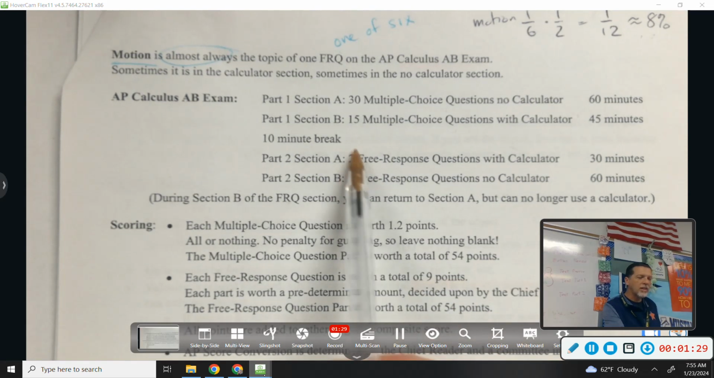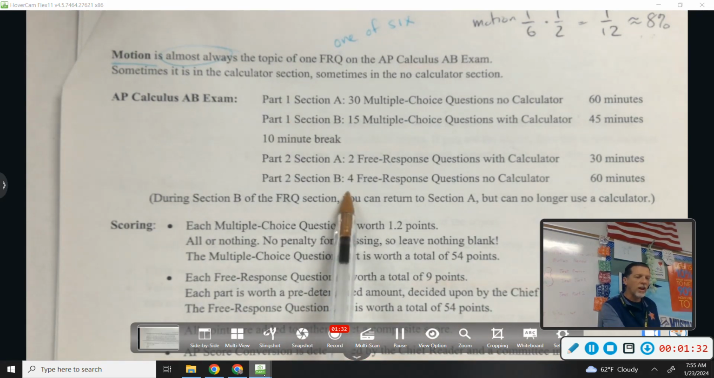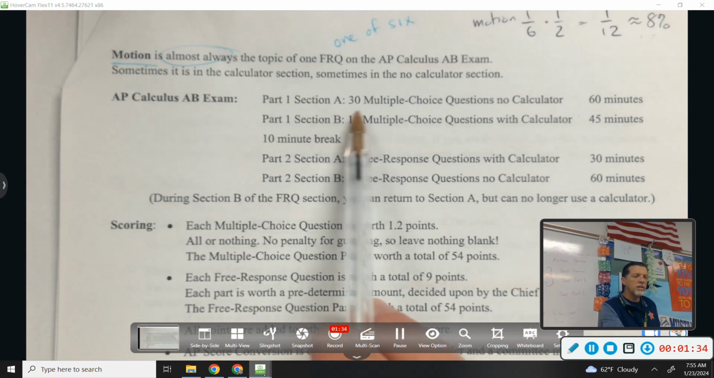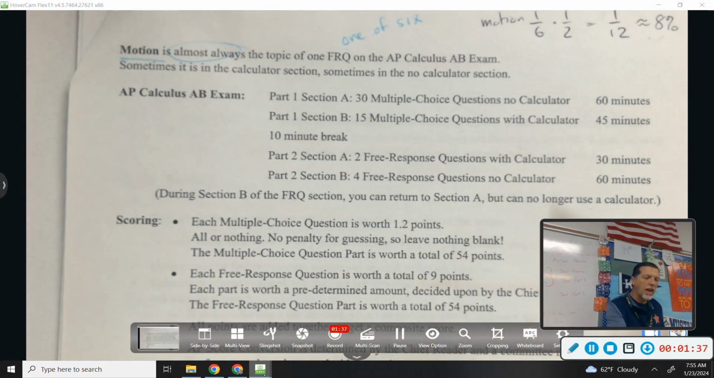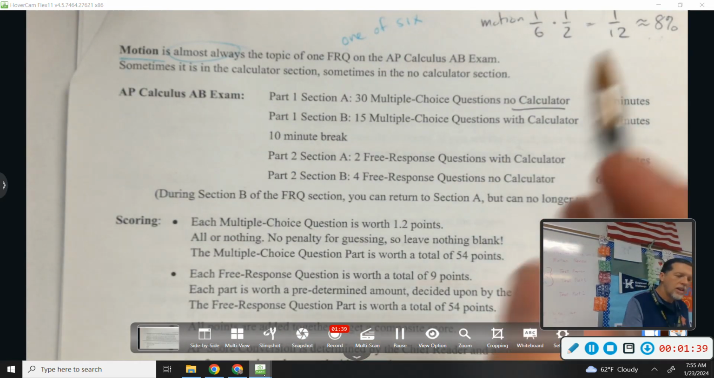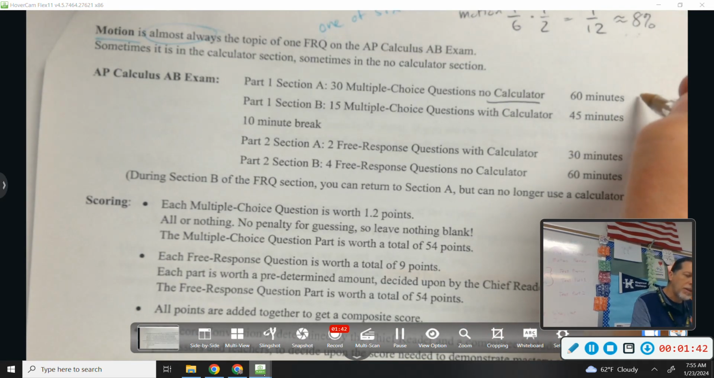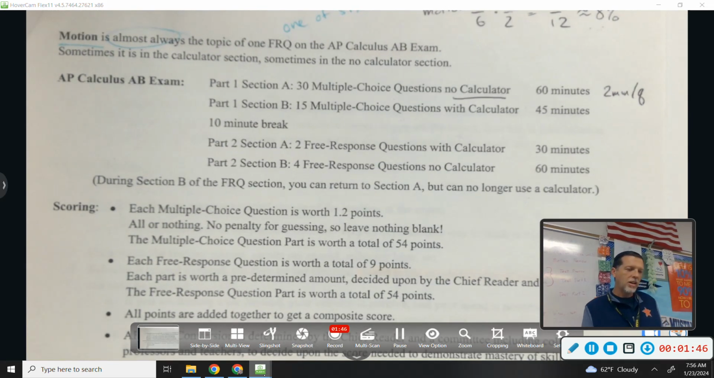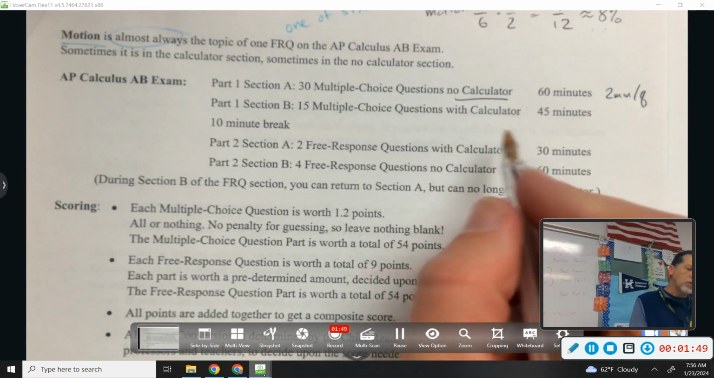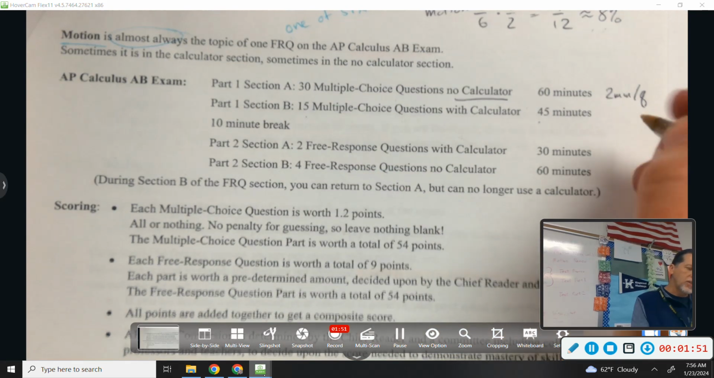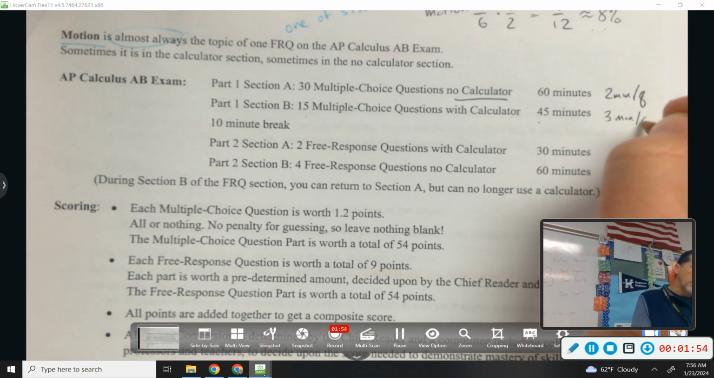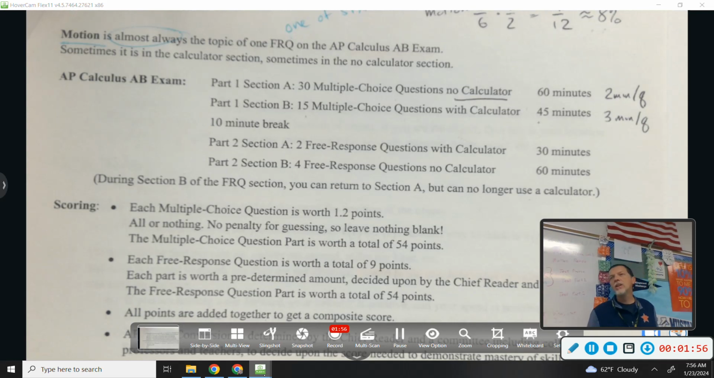Okay, breakdown of the test. It's in 4 sections. Part 1, 30 multiple choice questions without a calculator. By the way, that means 2 minutes per question if you don't have a calculator. If you do have a calculator, section 2, 45 minutes for 15 questions. So they give you a little more time when you have a calculator, because they understand you're pushing buttons, scrolling, and writing down decimals, and that takes a little bit longer.